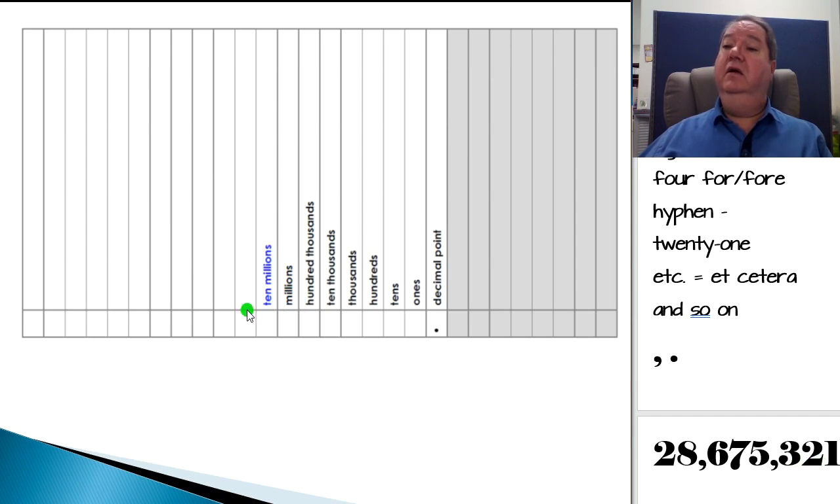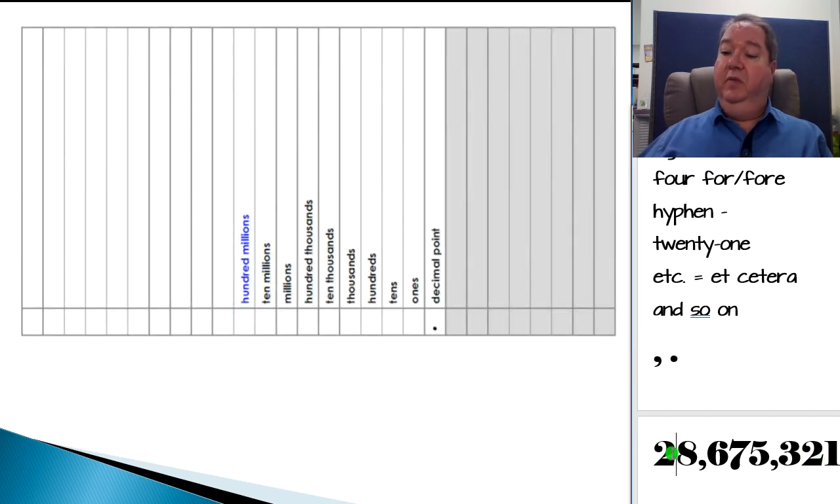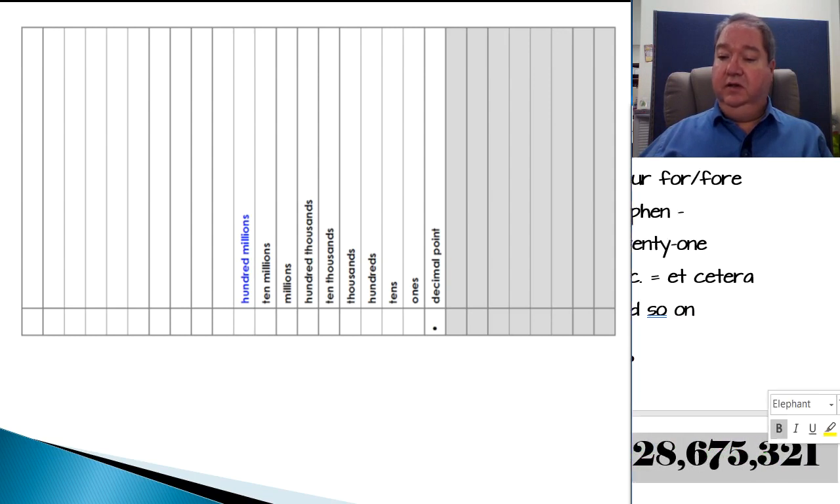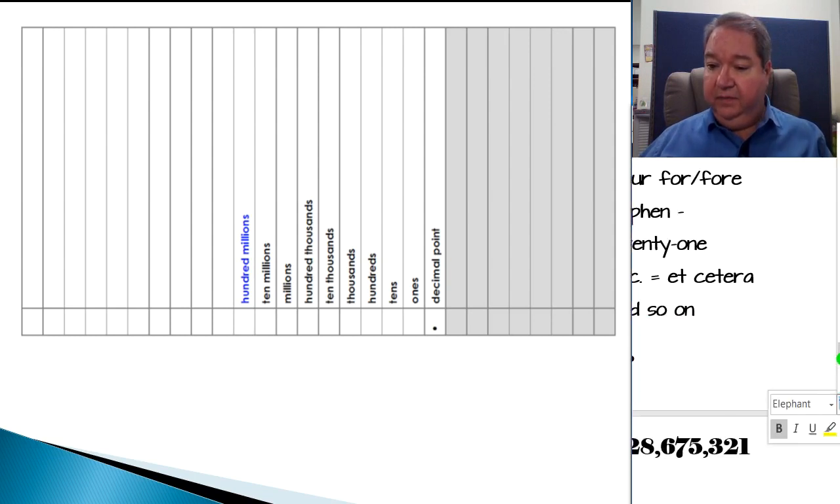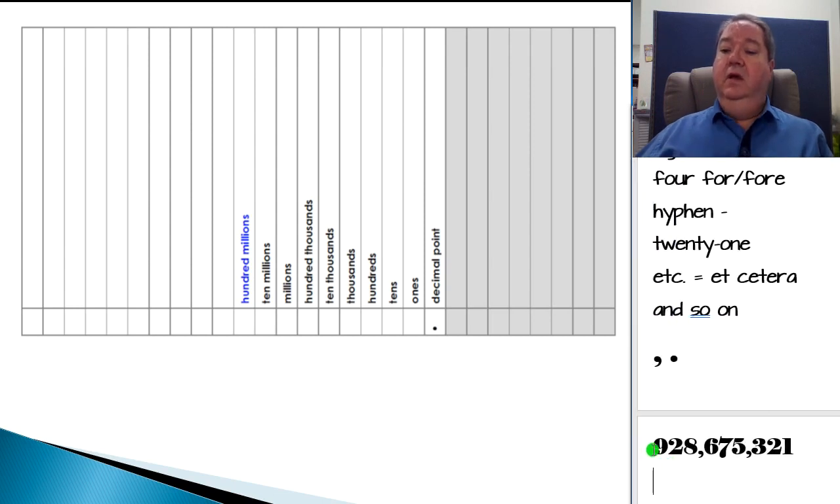and 100 millions. So we might have here, let me make this font a little bit smaller so we can still see it here. 928,675,321. 928,675,321.